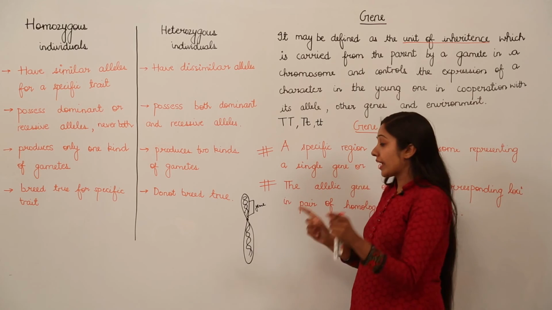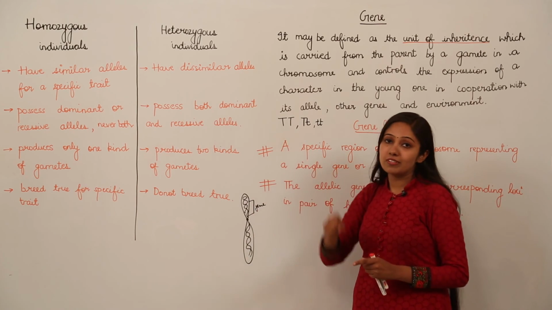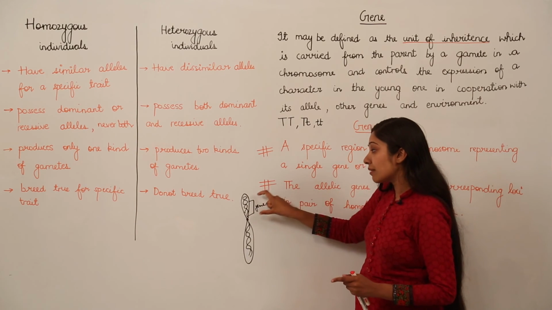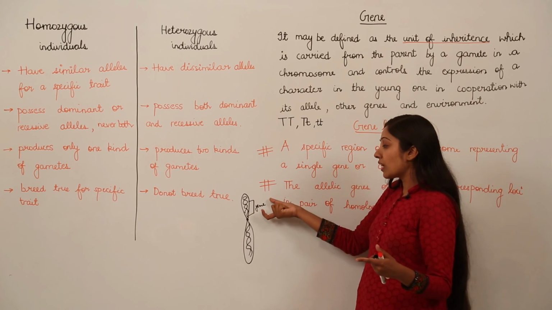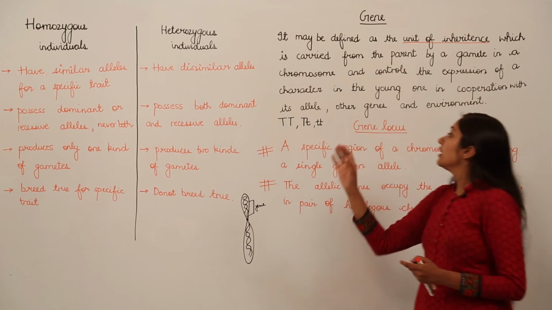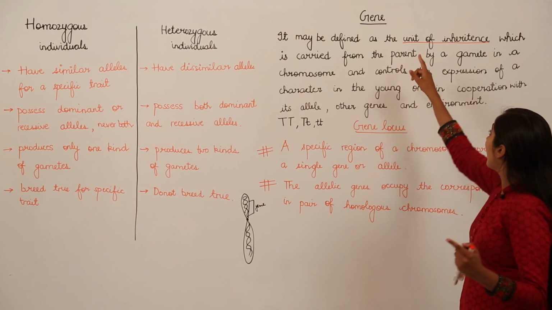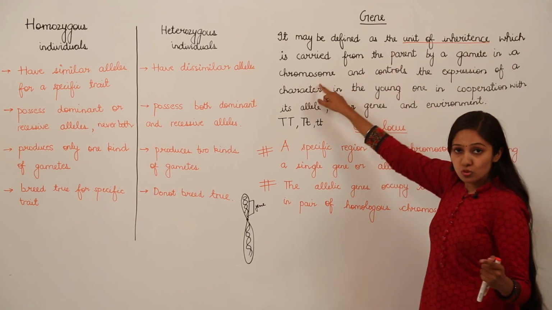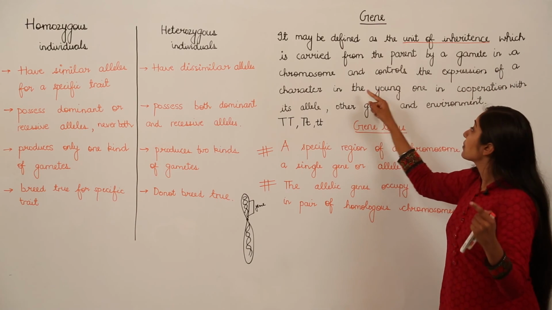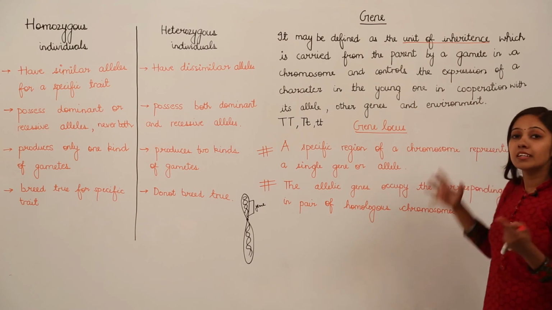These genes are located on the chromosome like structures which are there in the nucleus of the cell, and these chromosomes have this double helical DNA, and a particular segment of DNA is known as gene, which is going to encode for a specific characteristic or a trait, okay. So, remember that gene is a unit of inheritance which is carried from the parent by a gamete in a chromosome, and controls the expression of a character in the young one in cooperation with its allele, other genes and the environment.